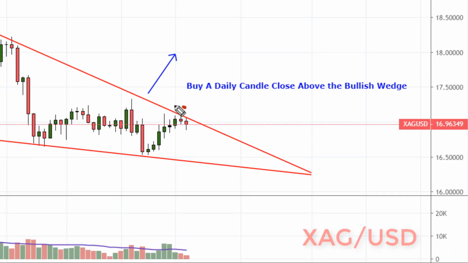Silver is attacking the top of our bullish wedge pattern right here, so watch for this one to break over the next week or so.